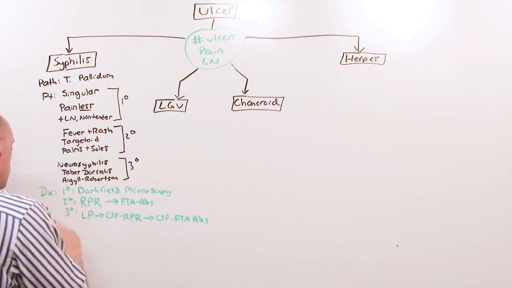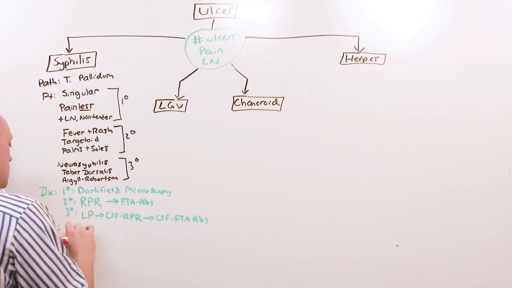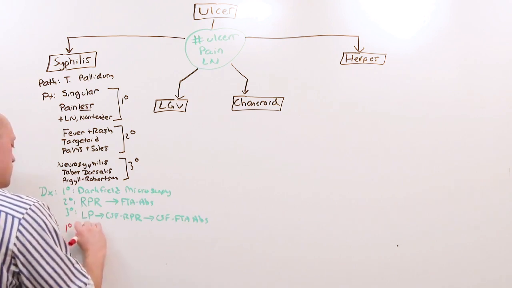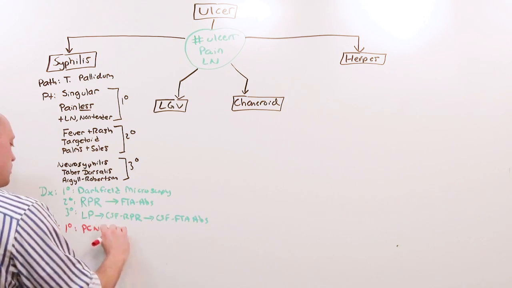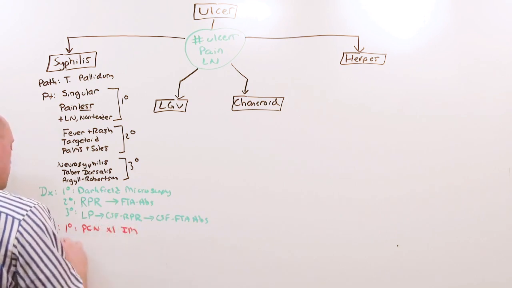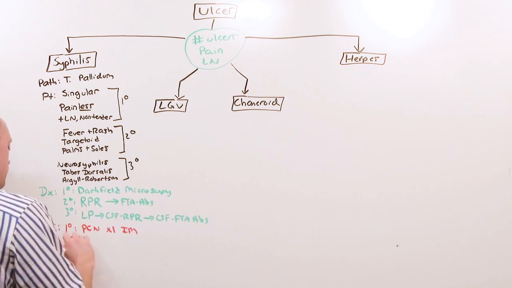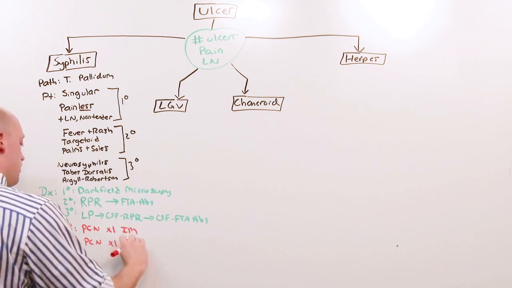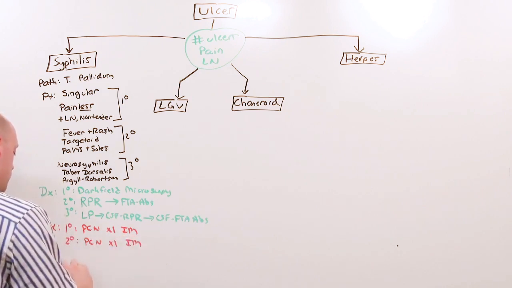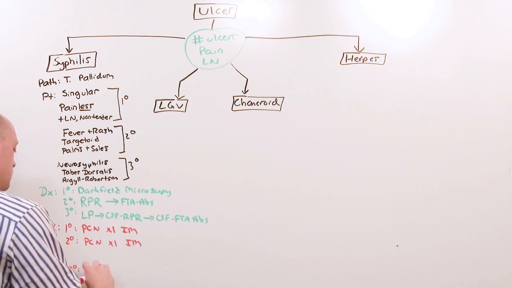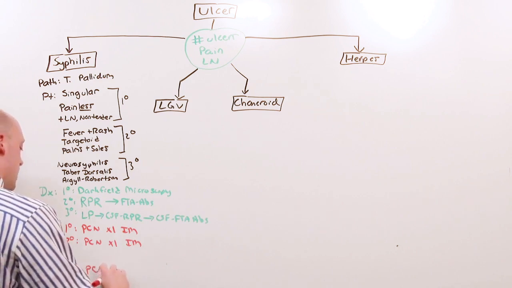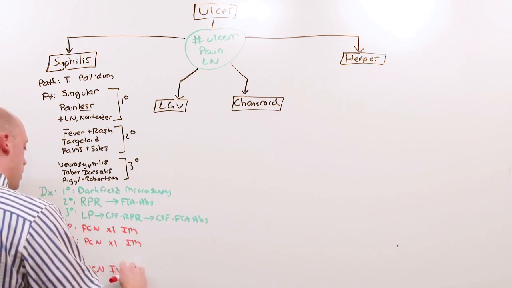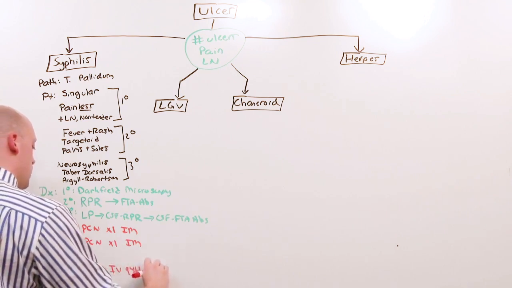Well, the treatment is going to be penicillin. If you have primary syphilis, it is penicillin. You give it one time, IM, and you call it a day. If it's secondary syphilis, you give penicillin times 1, IM. If it's tertiary syphilis, you still give penicillin, but now you need to give it IV, Q4 hours, for 10 to 14 days.